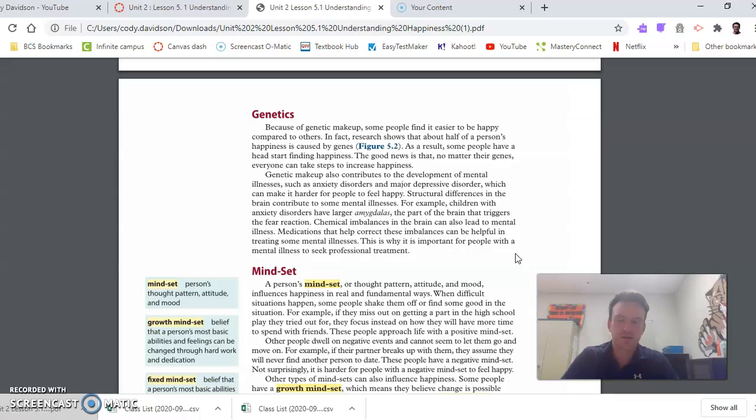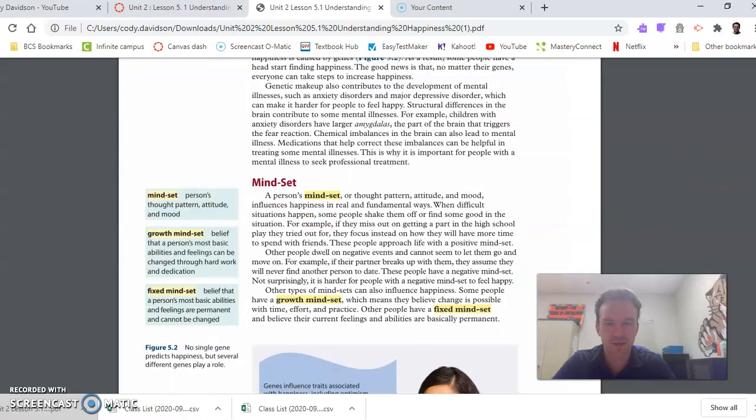So not necessarily anything you can do about it. It's just genetics. And there are things you can do about it, steps you can take, like I talked about. There's therapy, there's prescription medications, things like that. And that talks about it right here. It controls those imbalances.